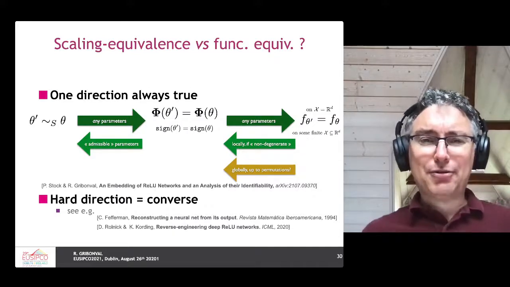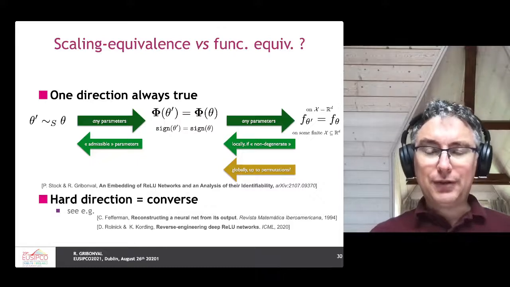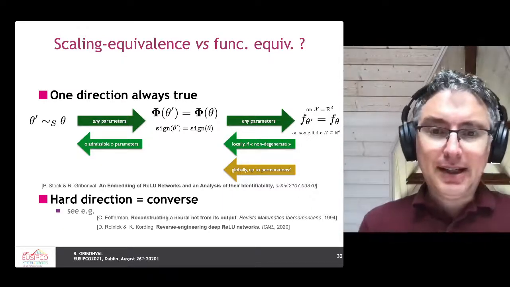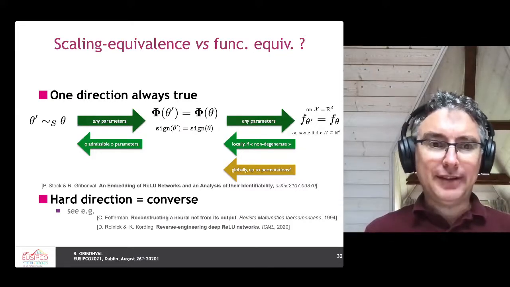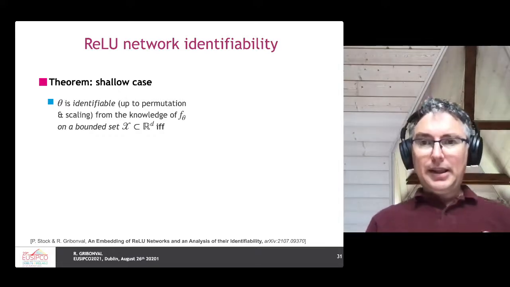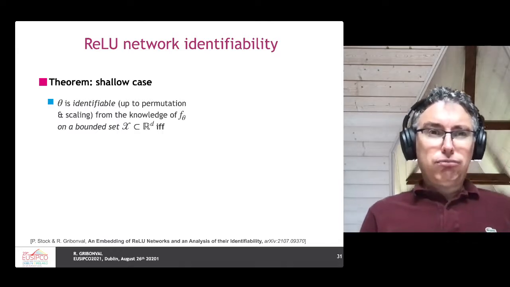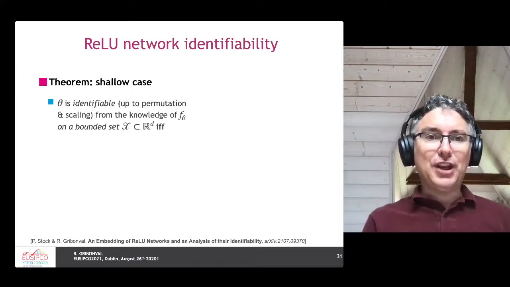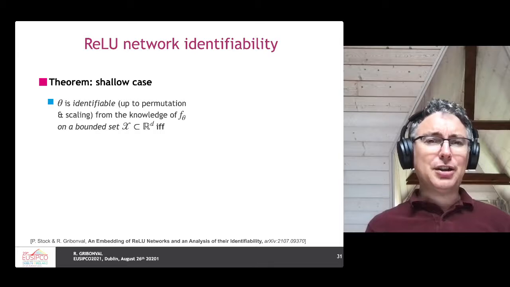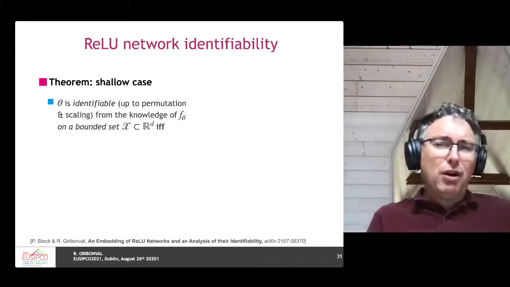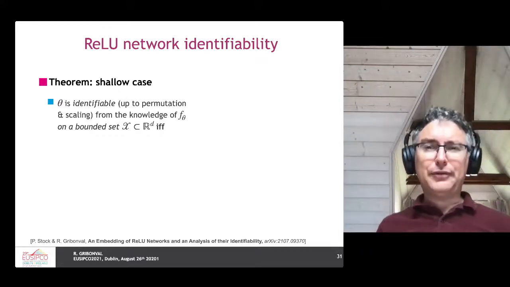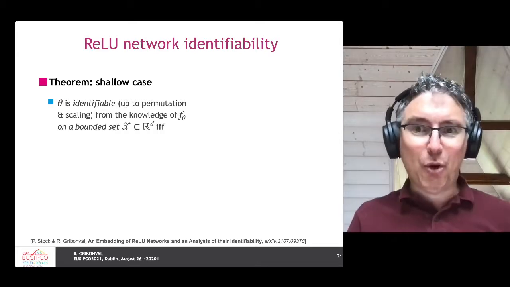Of course, the even harder question is to what extent this type of inverse result extends globally. So that's the equality of realization implies scaling equivalence of parameters up to additional permutation equivalences. And this is something that we could work out fully in the shallow case and partially in the deep case. So in the shallow case, what we wonder is, what does it mean that a parameter is identifiable up to permutation and scaling from its realization? Here, what we ask more specifically is, can we identify it from the knowledge of its realization on some bounded set? Why do we consider a bounded set? Simply because in practice, if you have an algorithm, you will probably only observe a finite set of values of your function, and at least it will be bounded. You will not observe more than on a bounded set.